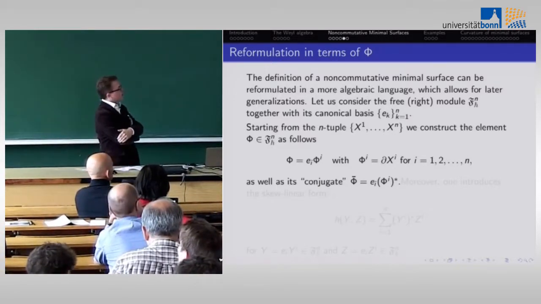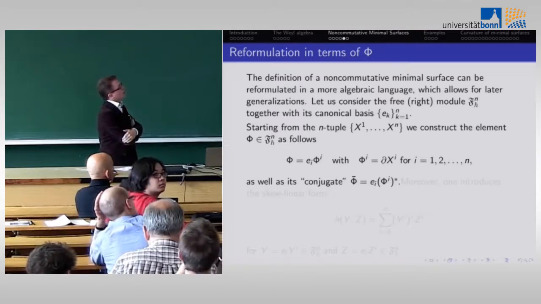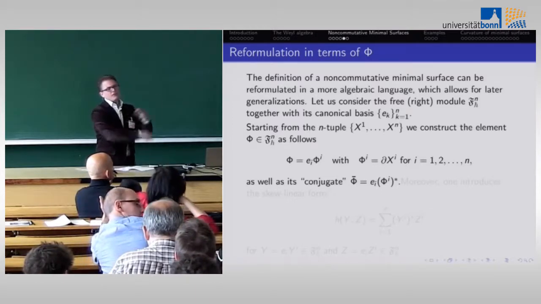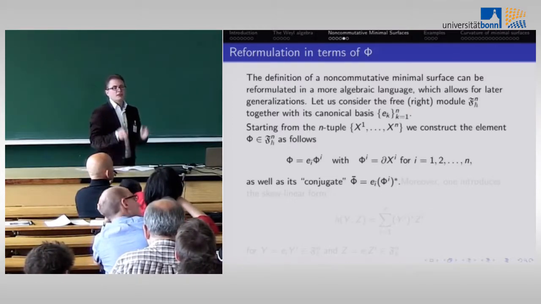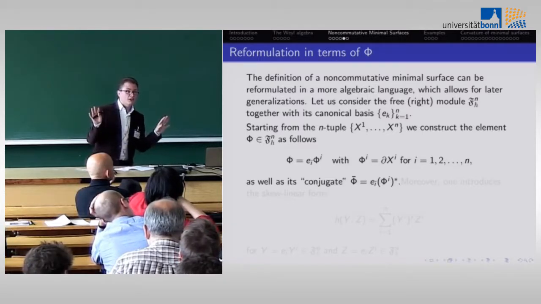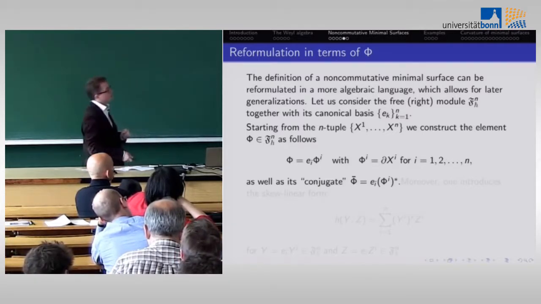So this is a model over what? Over the fraction field of the Weyl algebra, or the Weyl algebra. Yeah, but right now, you may forget it because later on we won't just consider the Weyl algebra, right? But right now it is.